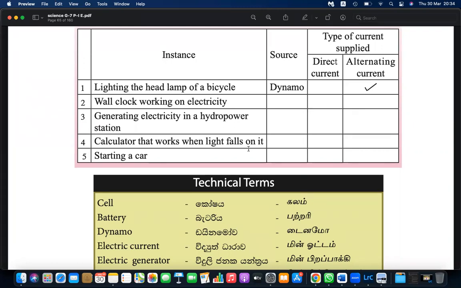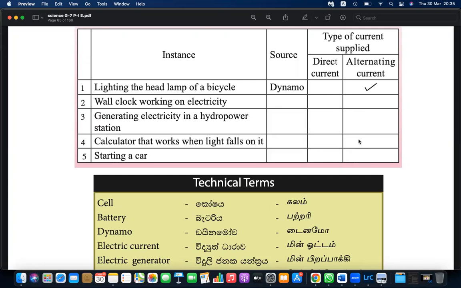Next, a calculator that works when light falls onto it. Dry cell? Solar. Solar. A calculator that works when light falls onto it, that is solar. Is it AC or DC? DC. Solar cell is also DC.